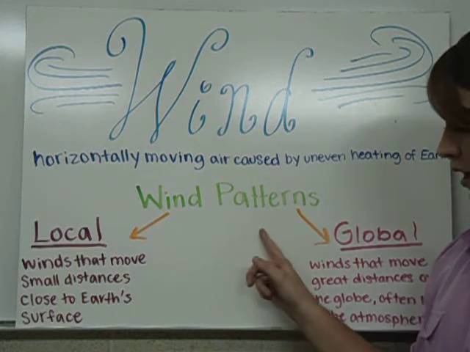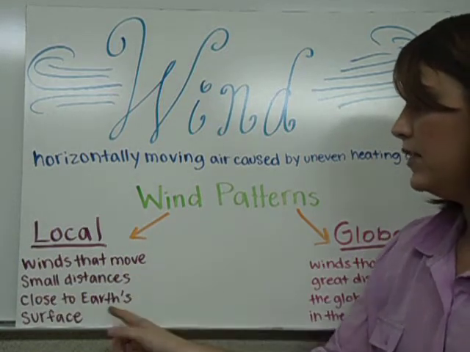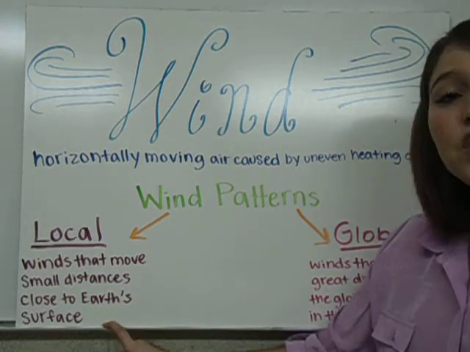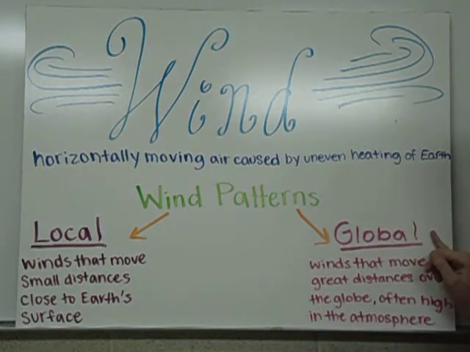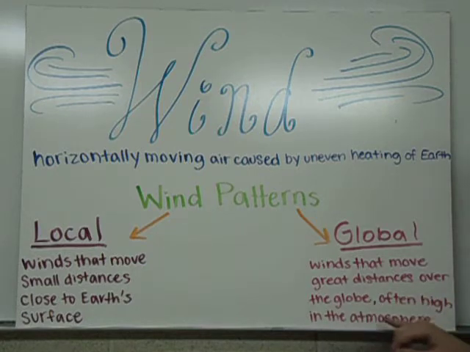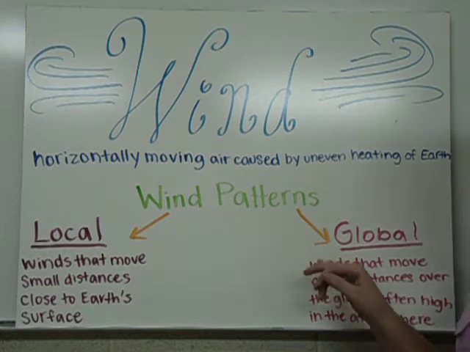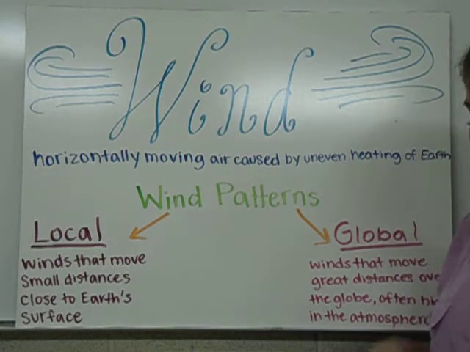We see two different kinds of wind patterns on the Earth. One is local, which are winds that move small distances close to Earth's surface, and these are dependent on the terrain of the area. And also we experience global wind patterns, and these are winds that move great distances over the globe, often high in the atmosphere. These global winds are categorized by the latitude, or their distance from the equator.